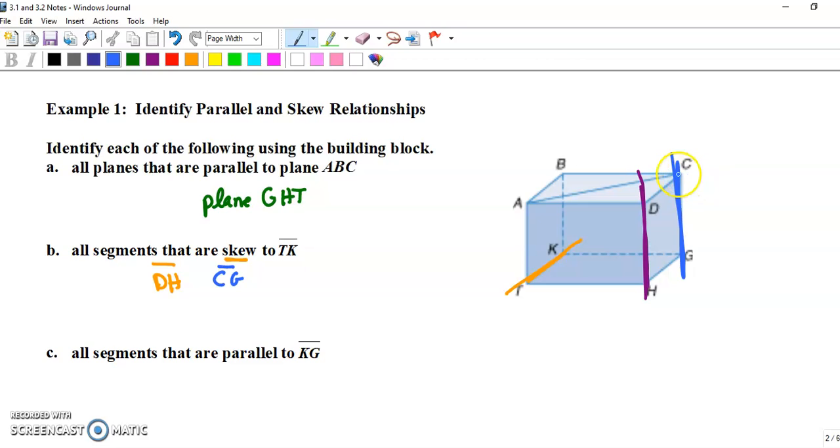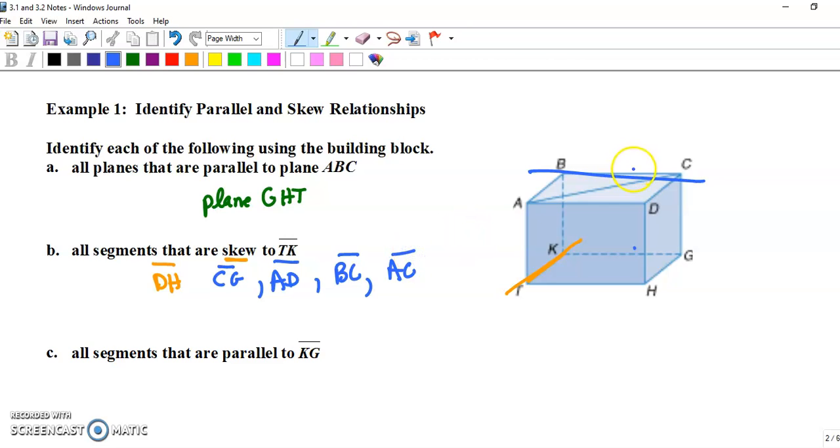And I think then also the top two, I'm going to get rid of those for a minute. AB would be skew to the orange one. BC would be skew to the orange one. And so would AC. There's a lot, but just think about that. They don't run side by side, but they wouldn't ever intersect either.